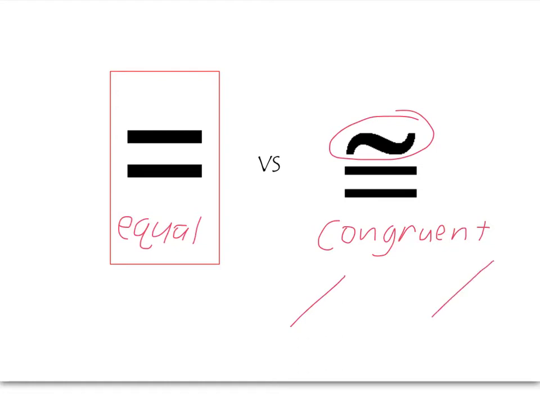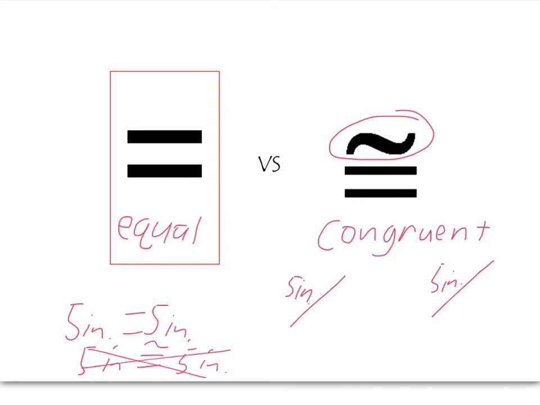But you wouldn't say that those two segments are equal. However, if I knew that this segment was 5 inches long and this one was 5 inches long, you could say that 5 inches equals 5 inches. But you would never say 5 inches is congruent to 5 inches. It just doesn't make any sense. Never ever say that.